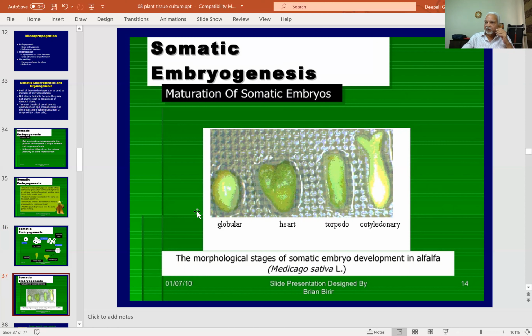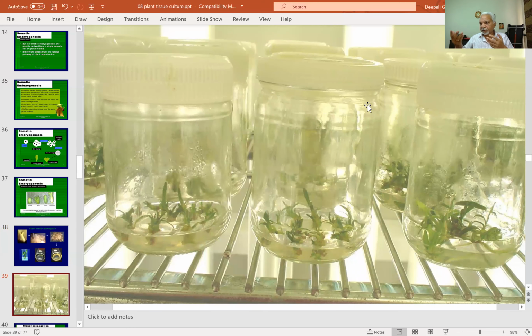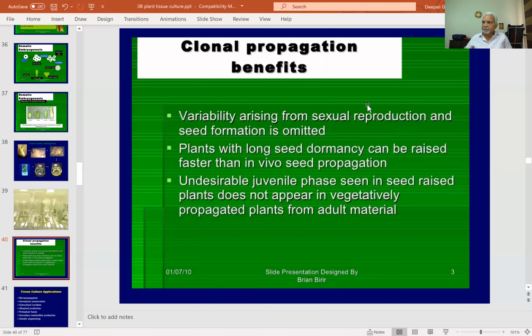So this is how a somatic embryo undergoes development, and this is seen in the alfalfa plant, Medicago sativa, somatic embryos developing in the developmental stages. Or in peanuts, for example. This is how the somatic embryos look, and they are put into suspension cultures, and finally you see the plantlet coming out from the somatic embryos. So this is the further growth of these plants.